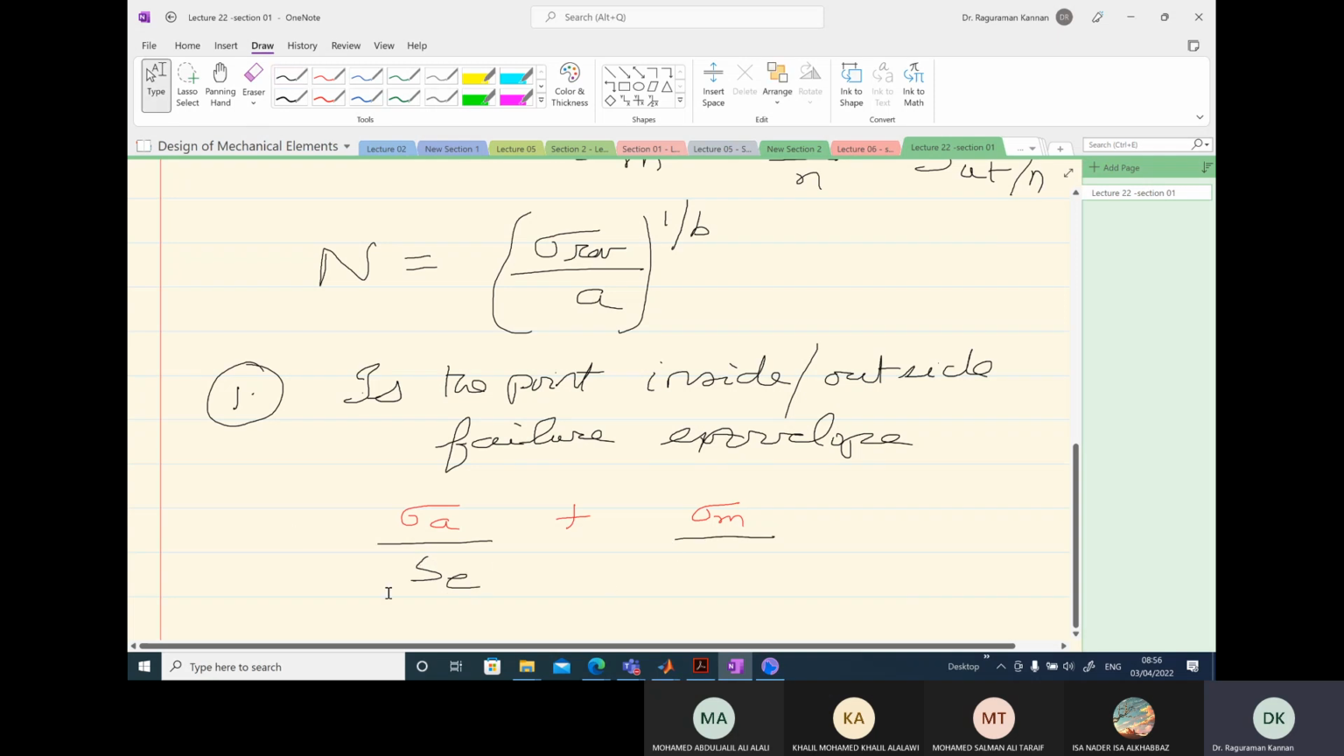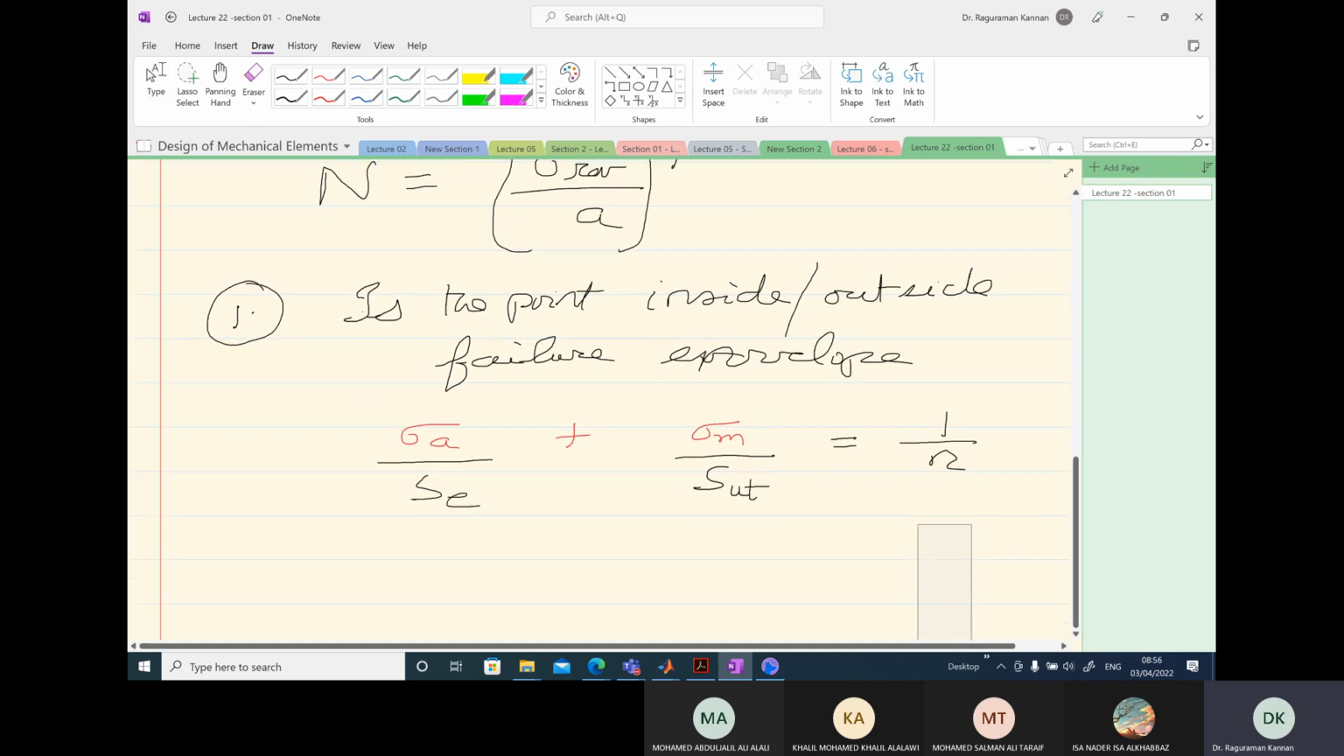We find SE prime and then the 6 Marin factors, and then we can figure out the endurance limit. The SUT value we can figure out from tables. Tables will be given to you. Then we can also calculate based upon the load, sigma A and sigma m value. So we know all the 4 values. We will be able to evaluate n, the factor of safety.